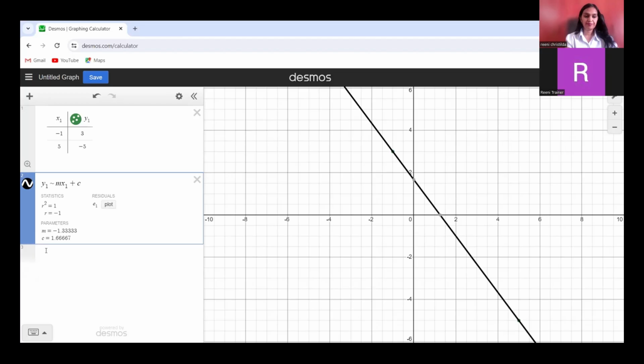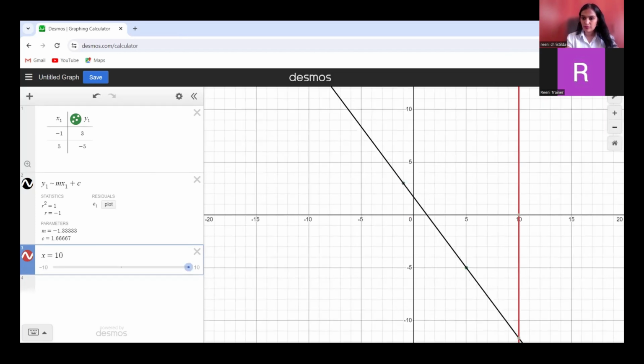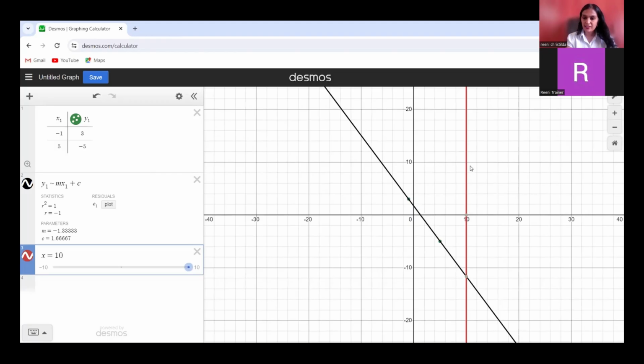Now let's say in the question they say (10, p) lies on this line. Find out what p is. I can simply write x is equal to 10. You can see x is equal to 10 is drawn. You can find the point of intersection. So p will be -11.66. This is how we solve it in Desmos.